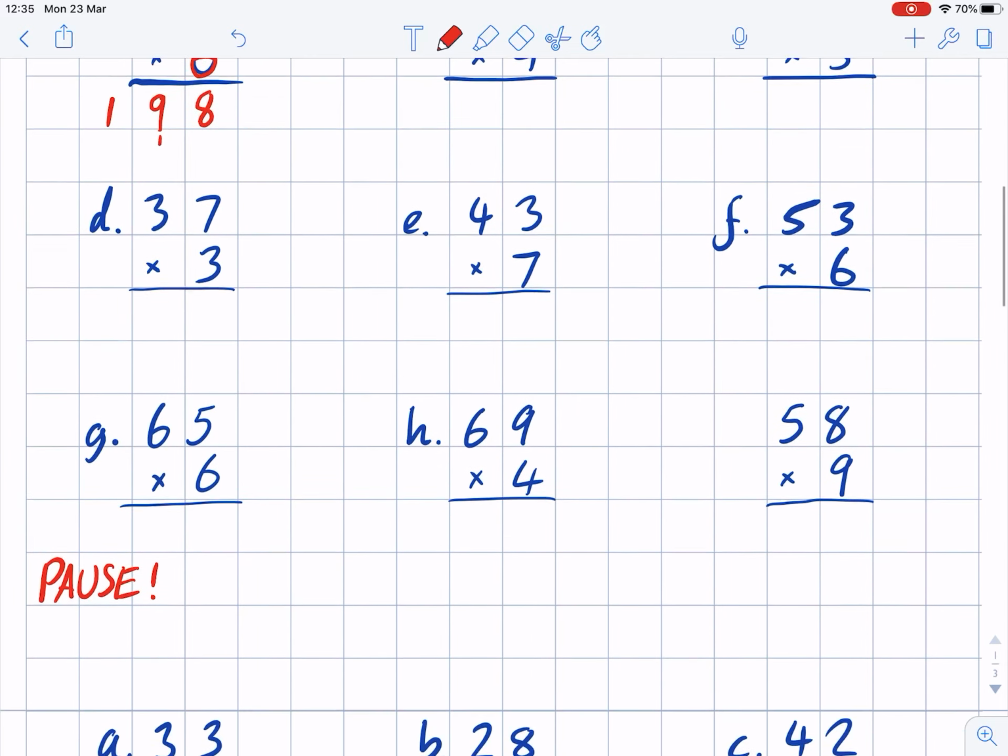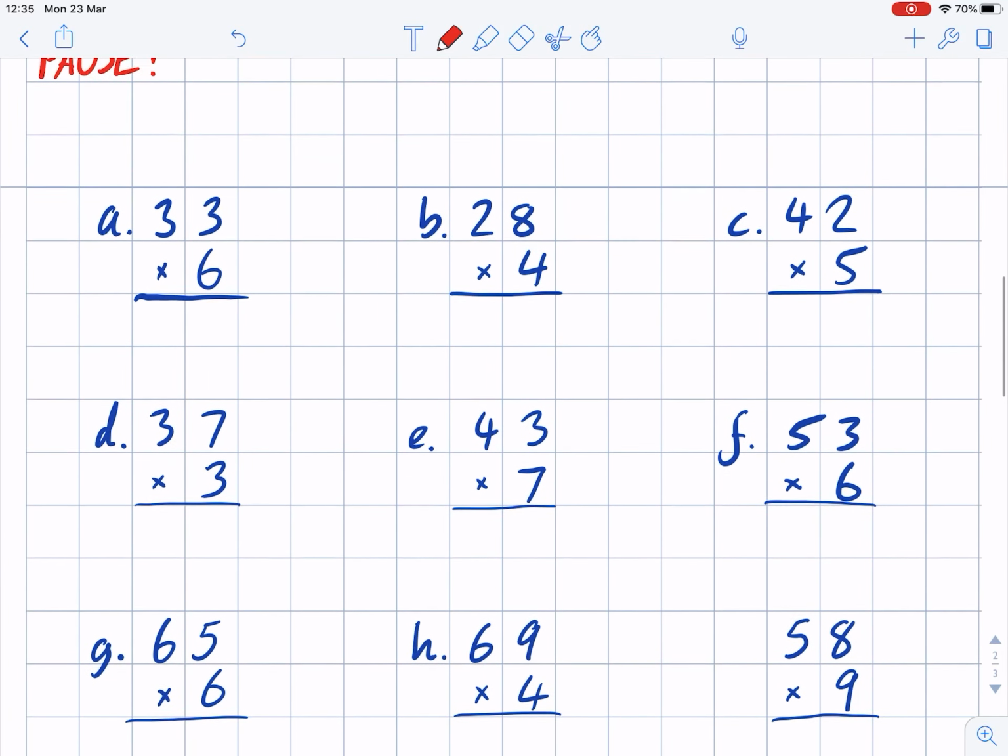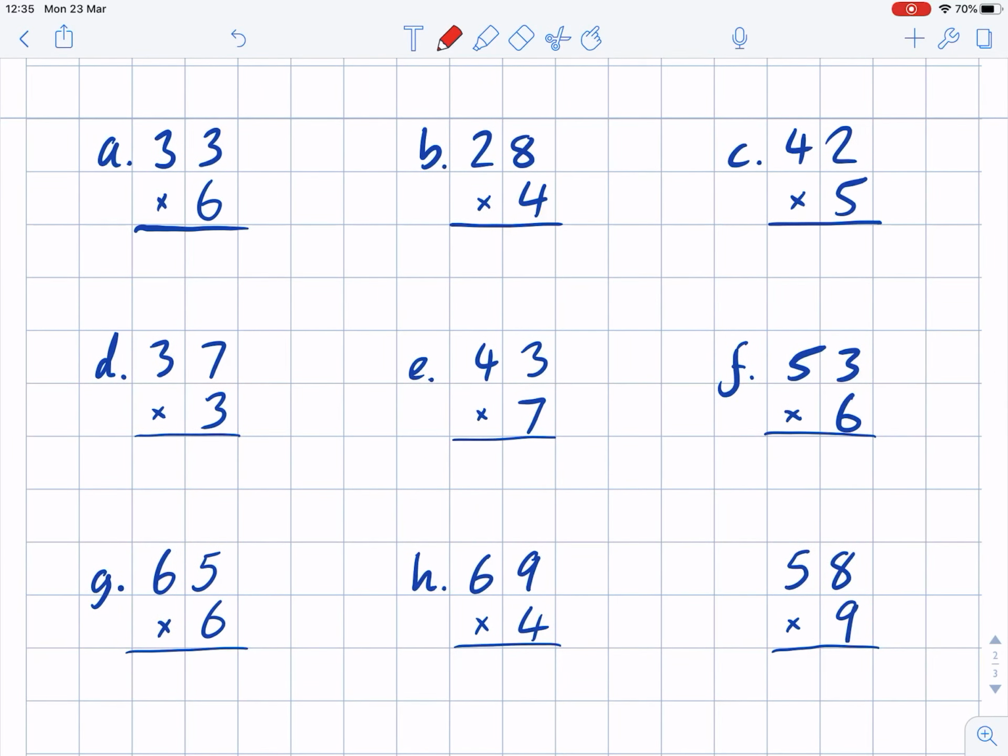Hopefully you've worked out as many as you can. So if we go down and we work through them together, like I demonstrated, 6 times 3 is 18. 6 times 3 again is 18, add the 1, it's 19. B, 4 times 8 is 32. 4 times 2 is 8. Add the 3 underneath is 11.